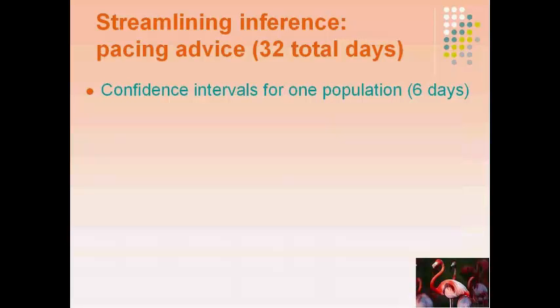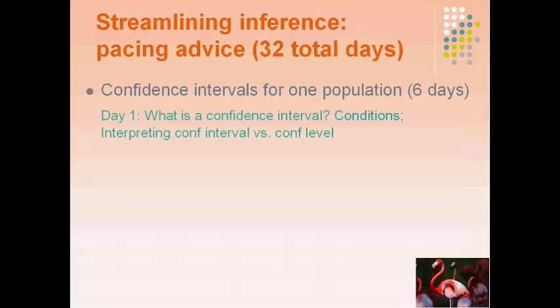So I'm going to take up your first 6 days on confidence intervals for a single parameter. And I'm going to give you a drill down look day by day. First day, what is a confidence interval? What are the conditions? Hopefully we've already foreshadowed some of the conditions when we were doing sampling distributions for means and proportions. And there's that key idea of interpreting the confidence interval itself as an interval of plausible values versus interpreting the confidence level.